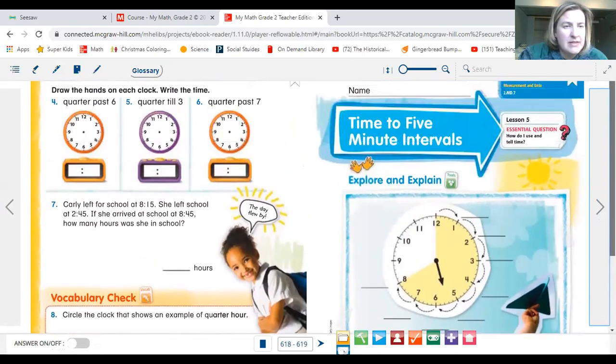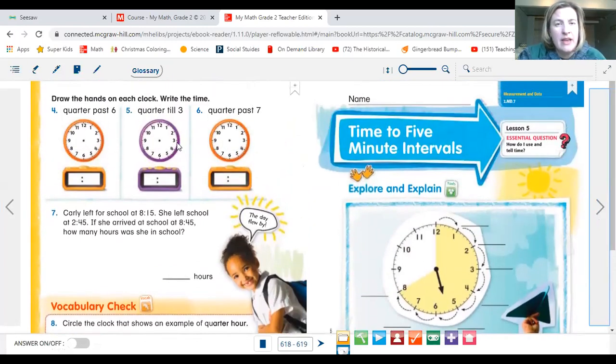And then look at the back side, 4, 5, and 6, you're drawing the hands in and then writing the time. Number 7, Carly left for school at 8:15. She left school at 2:45. If she arrived at school at 8:45, how many hours was she at school?